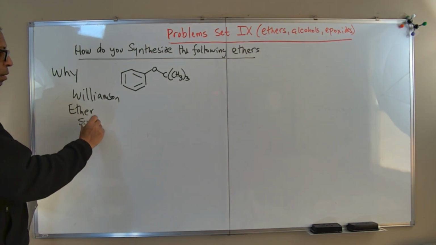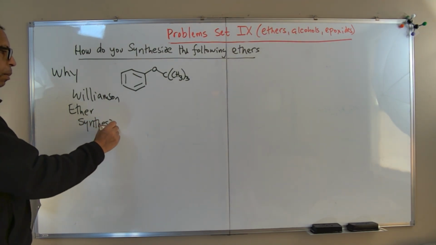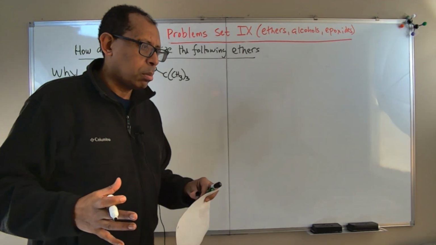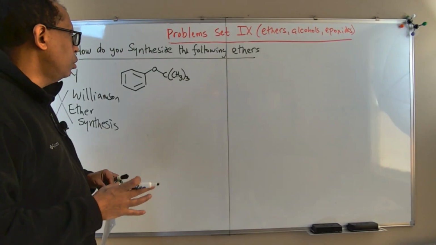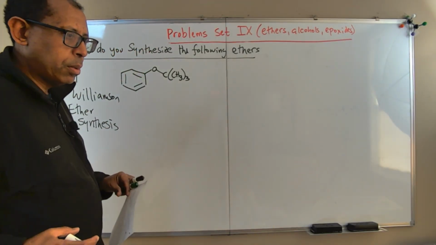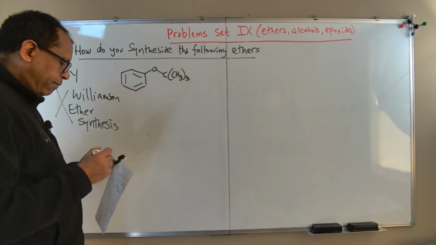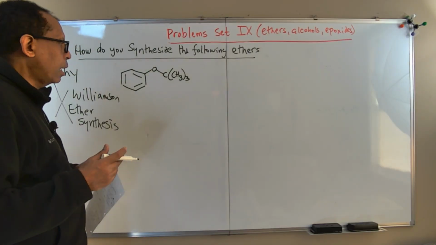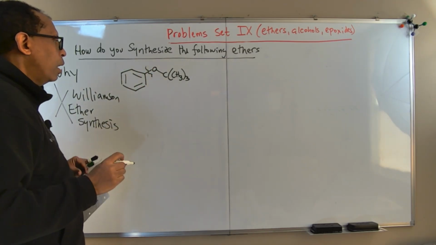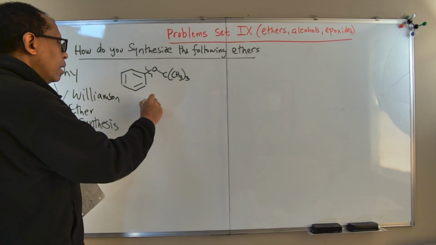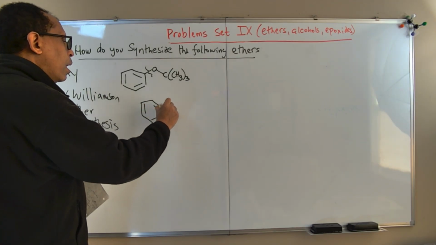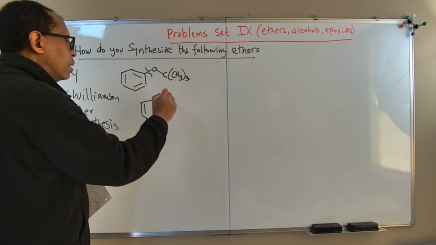So this cannot be done by Williamson Ether Synthesis. Why? It's asking you to explain why you wouldn't do this by SN2 reaction on this compound right there. So let's see. If you just cut here, you'll have an aromatic halide. Let's say it's a chloride.